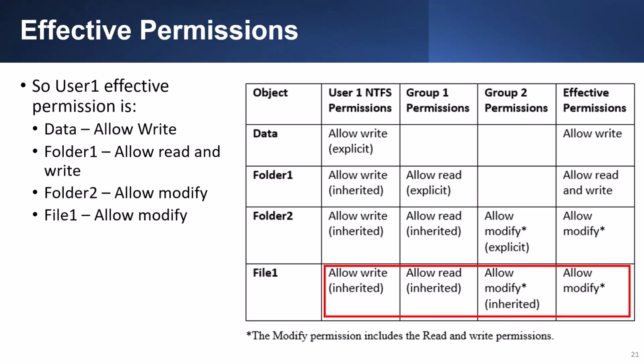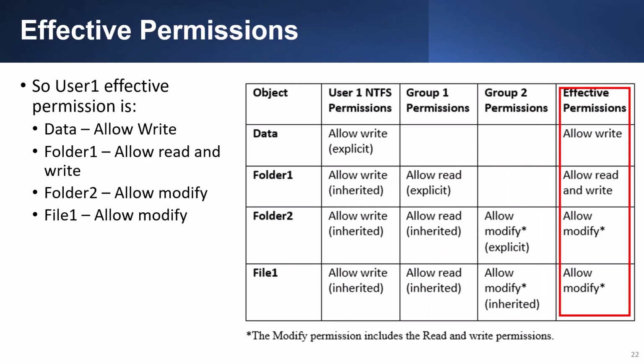And lastly, for file 1, the effective permission for user 1 is calculated by combining the 3 permissions again. Therefore, it is the allow modify permission. Therefore, when user 1 logs in, the effective permission is that he or she will have allow write permissions to the data folder, allow read and write to folder 1. User 1 will also have allow modify permissions, which includes read and write, for folder 2 and file 1.